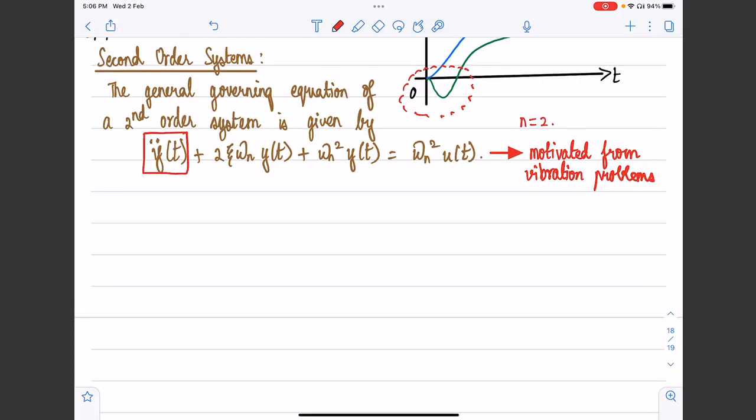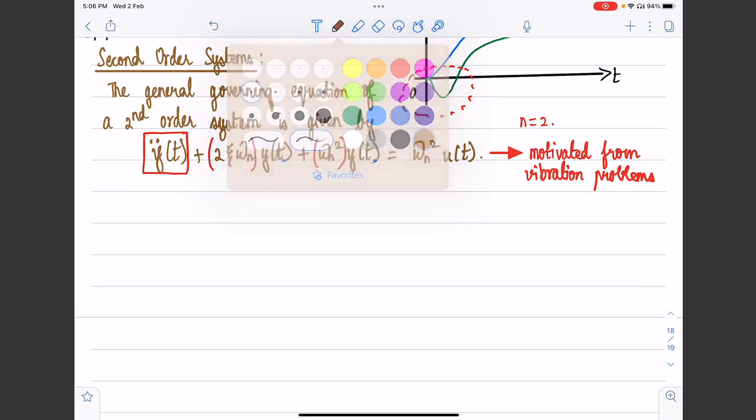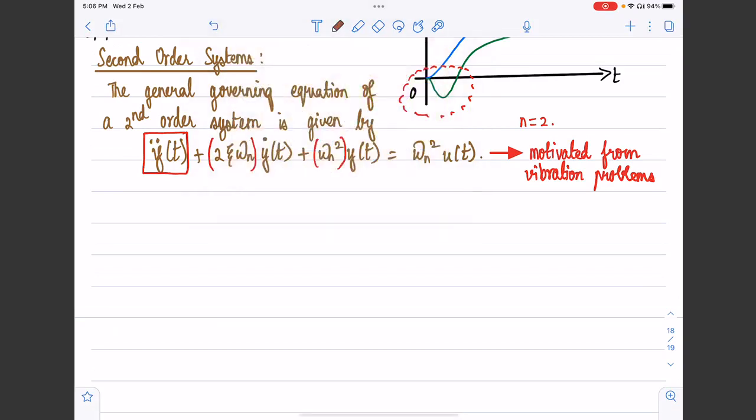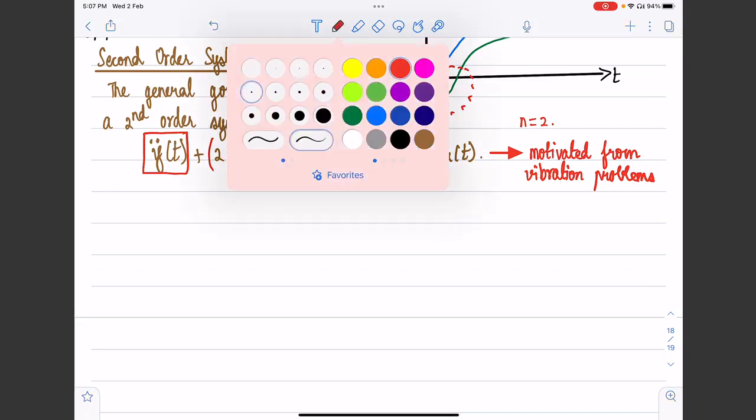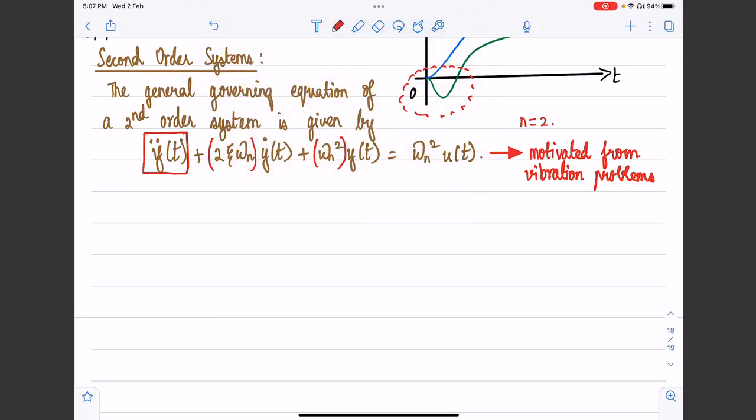Of course, we have written the parameters or coefficients that multiply. Oh, sorry, I'm sorry about this. Please make this change. This should be y dot. In the second term, I missed putting a dot over y. So it's 2 zeta omega n y dot. Essentially, the coefficient of y dot is 2 zeta omega n, and the coefficient multiplying y is omega n squared.